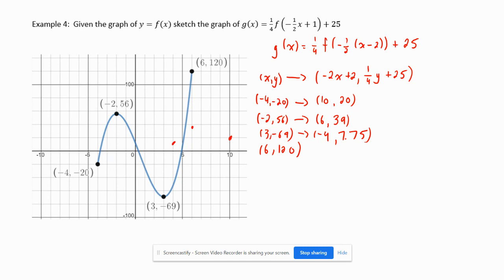6 times negative 2 is negative 12. Plus 2 is negative 10. 120 times 1/4 is 30, plus 25 is 55. So we get negative 10, 55. So 20, 40, 60, 55 is about right here. So we're going to get this graph that is another polynomial function, and it looks like something like that over there. Okay, that drawing wasn't great, but that's how this guy works, like that.